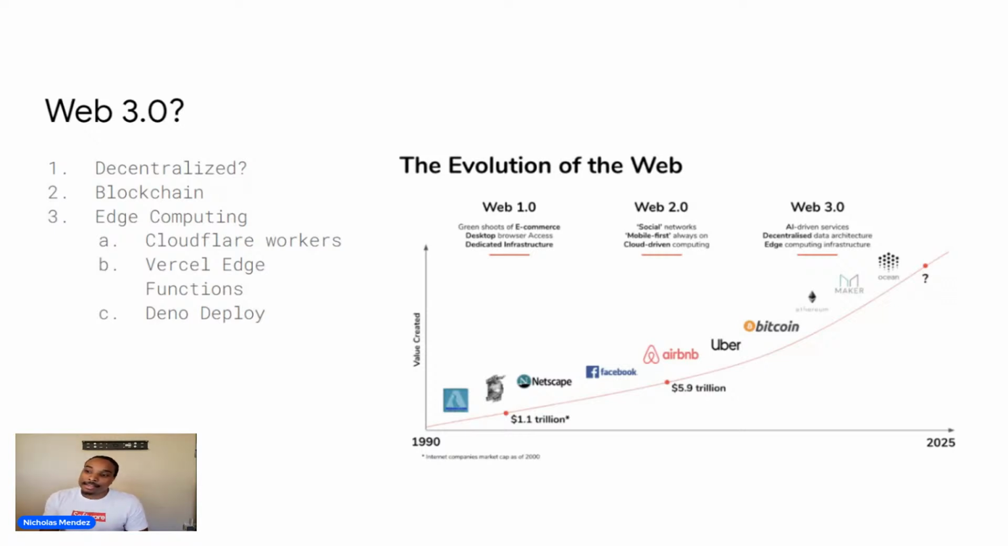Because for one thing, it definitely makes applications cheaper to host and faster, because that's what the highly distributed edge is all about.